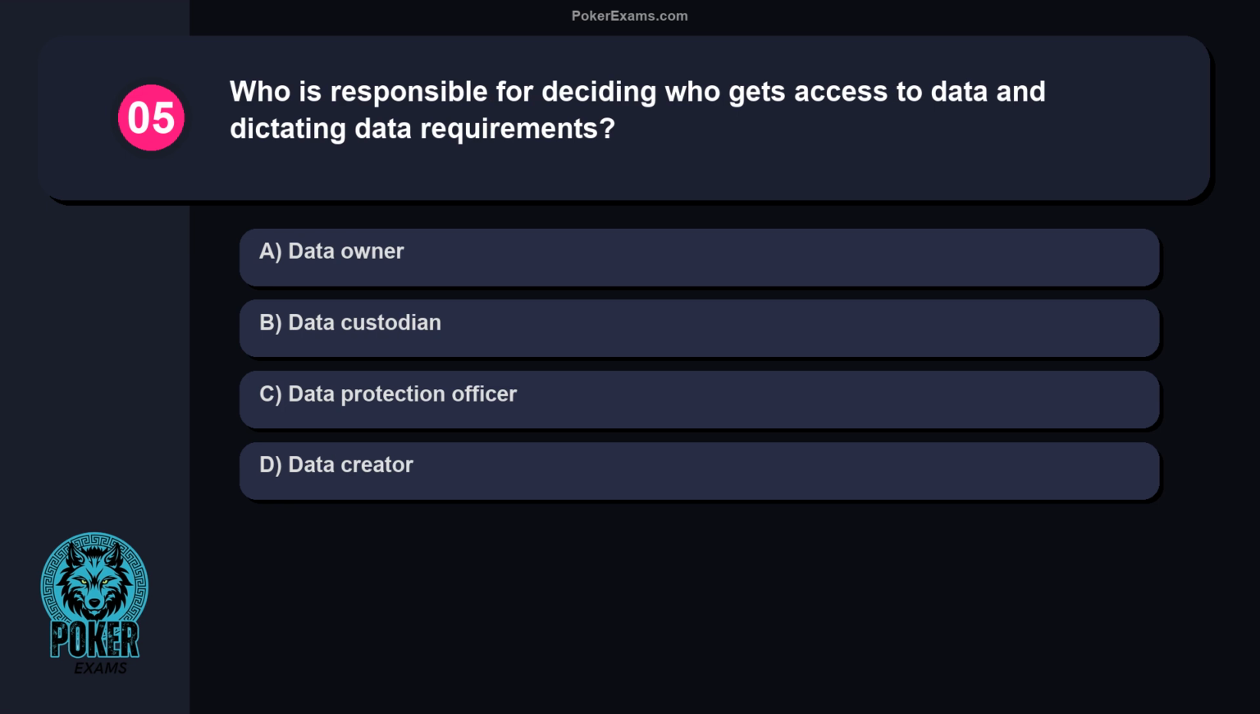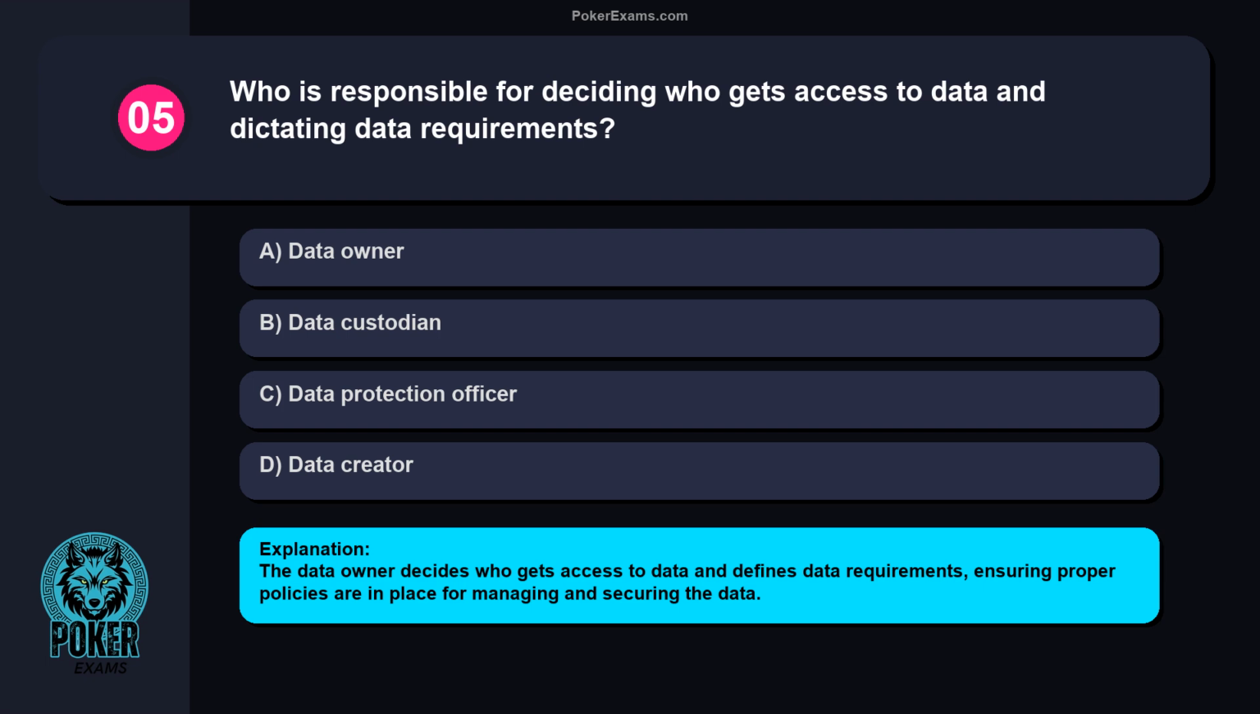Question 5. Who is responsible for deciding who gets access to data and dictating data requirements? Data owner, data custodian, data protection officer, data creator. The data owner decides who gets access to data and defines data requirements, ensuring proper policies are in place for managing and securing the data.